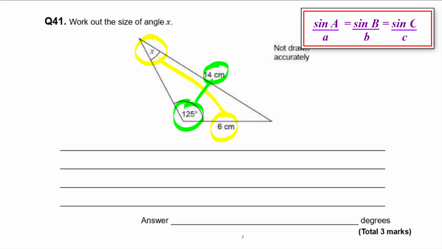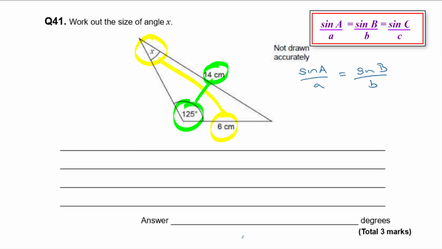But this time I need to find an angle rather than the side. And I did say you could write the sine rule either way up, and because I want an angle this time, it makes sense to write it with the angles on the top. So sine A over a is equal to sine B over b. That's the general sine rule equation.